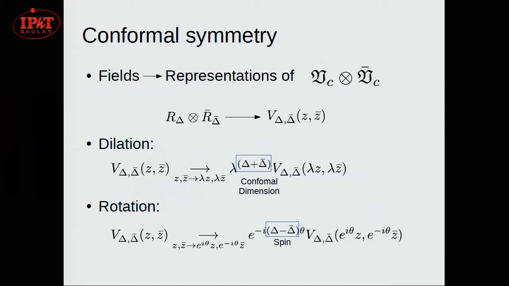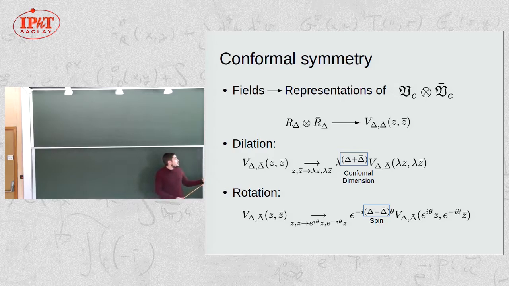So if we perform a dilation sending z to lambda times z, we find that the field transforms with the power of lambda given by the sum of both the conformal weights, called the conformal dimension. And if we perform, for example, a rotation, we find a phase factor given by e to the minus i times the difference between the 2 conformal weights and the angle of rotation, and the difference between the 2 weights is called the spin of the field.